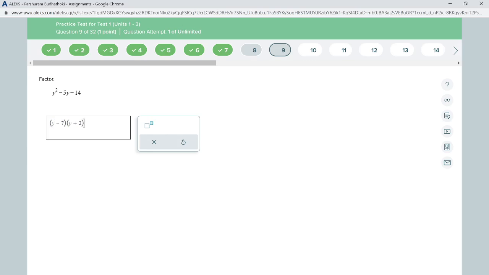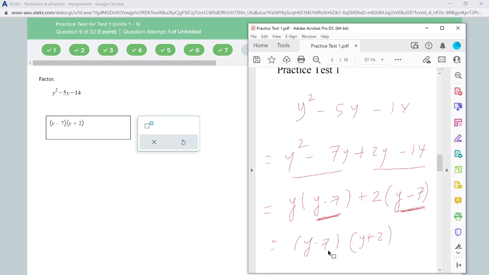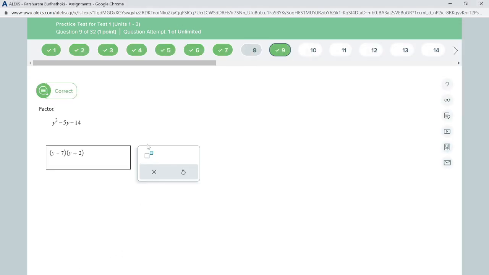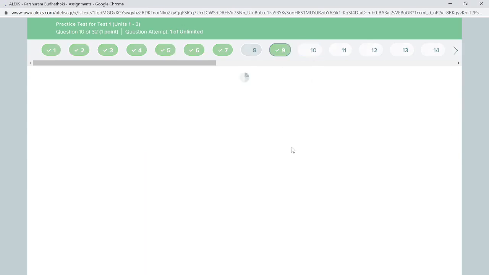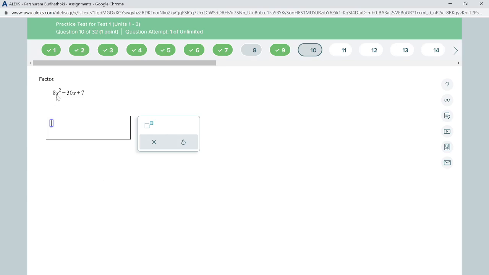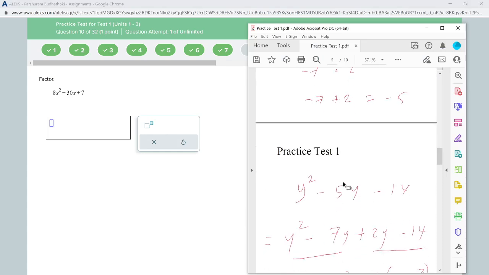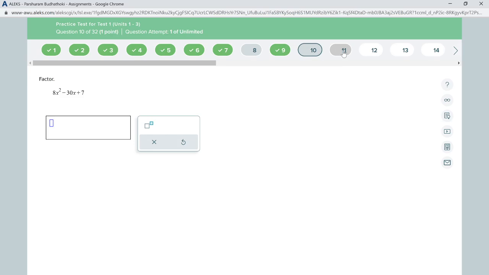Let's double check our answer: y minus 7 times y plus 2. Let's go to the next problem. You can use the same approach we used here, the AC method, for finding the factors. So I'm not going to repeat the similar question here.